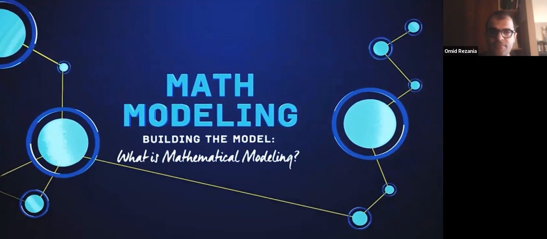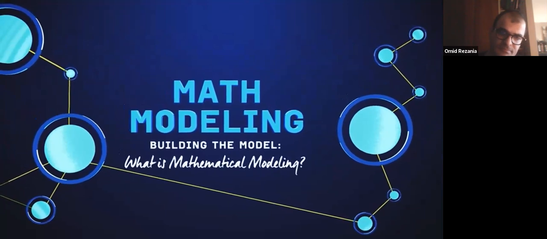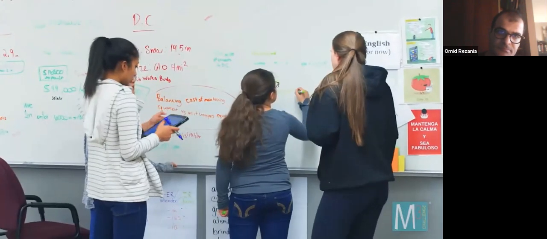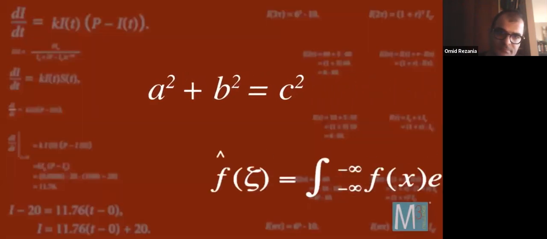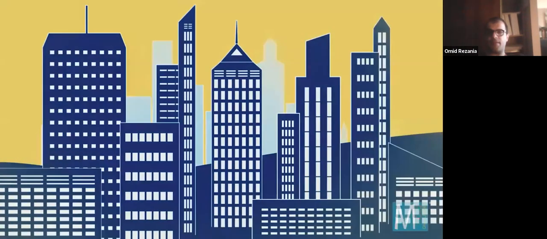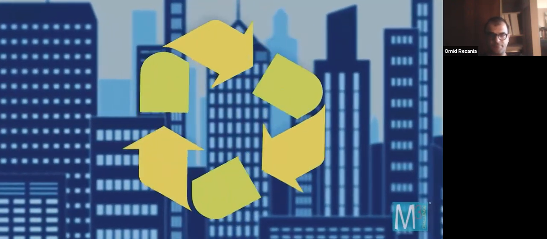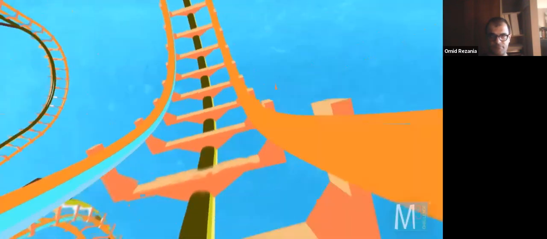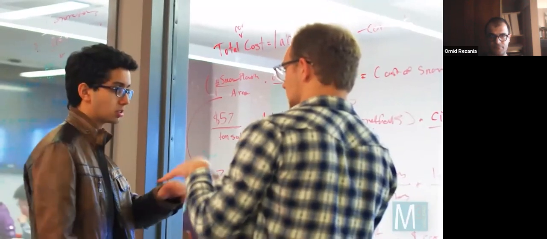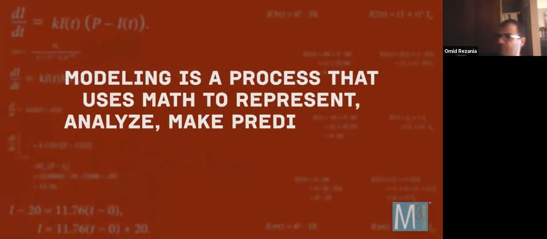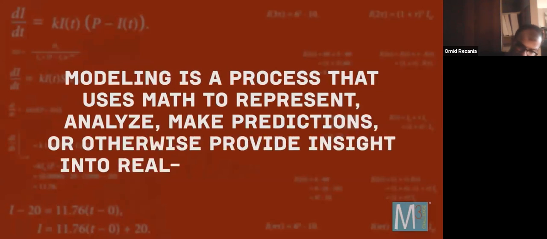The world around us is filled with important unanswered questions. Try this one for size. What is all that math we learned in high school good for anyway? As it turns out, all math, from arithmetic through calculus and beyond, can tell us a lot. For instance, which recycling program is best for my city? How will a new flu outbreak affect the U.S.? Or even, which roller coaster is the most thrilling? These are real-world scenarios for which math modeling can provide understanding or solutions. Modeling is a process that uses math to represent, analyze, make predictions, or otherwise provide insight into real-world phenomena.